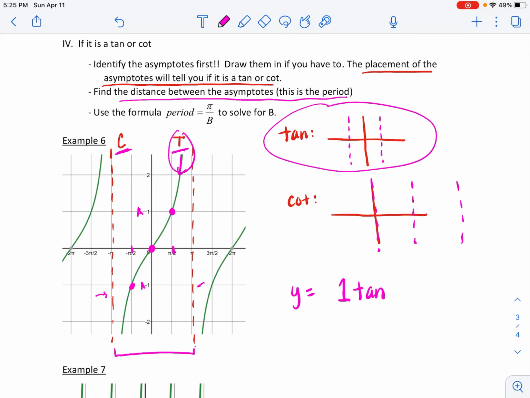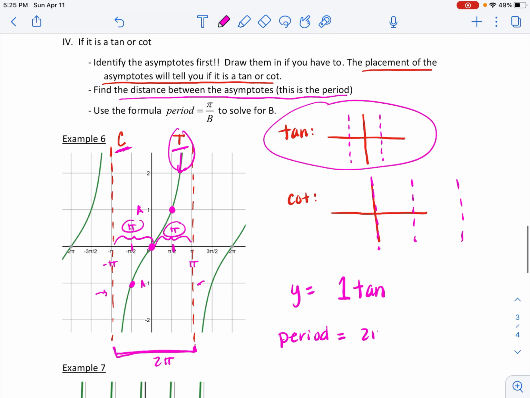Well, look, the distance from here to here, you can't really tell here, but this said negative pi and this said positive pi. So the distance from here to 0 was pi. The distance from 0 to here was also pi. So the whole distance is going to be pi plus pi, which is 2 pi. So I know that the period equals 2 pi. Remember, in a tangent graph, the period is the distance between the asymptotes.